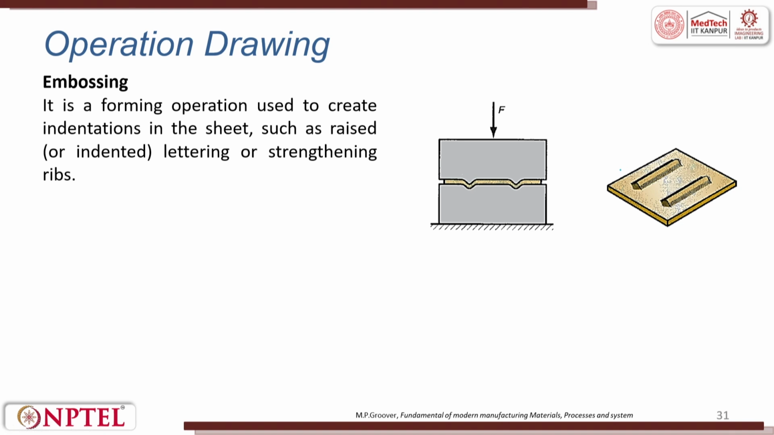Embossing is basically to increase the surface area. This was a flat plate, now you have bumps on it, so the surface area is increased. It is a forming operation used to create indentation in the sheet by raising, lettering or stretching ribs. If it is a smooth sheet, you might slip. If you have embossing done, it increases the friction and you will not fall down.